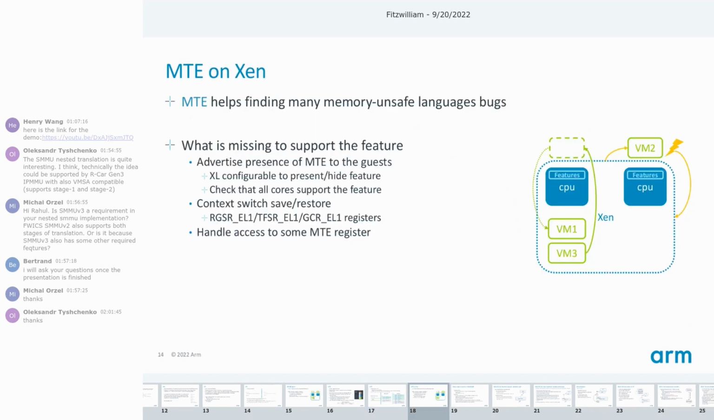So how can we do it? Basically, also here we will need the cores brought up by Xen to provide the feature. We might need a configurable to present or hide the feature. We need to save the configuration registers for MTE, and we might need to handle register access and exceptions for those registers, maybe for those guests that are not allowed.